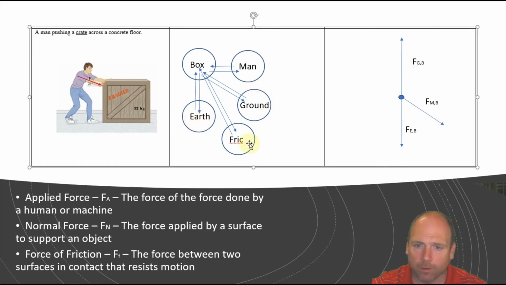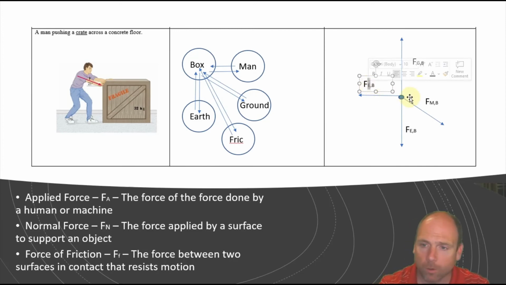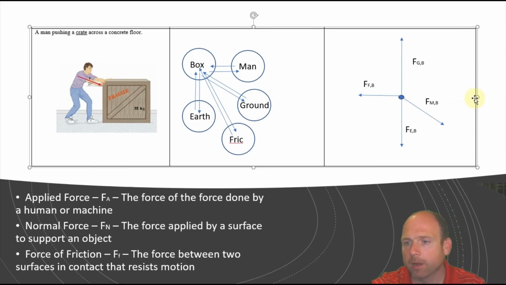So we've done the earth, the man, the ground, so we just need friction. So we need one more force. Remember, identifying the objects is the easiest way because now I need one more force. So then I have friction. So is friction pushing it forwards with motion or against motion? Friction actually resists motion. It pushes back against the motion and makes it harder. You have to overcome that friction to make it move or keep it moving if there is friction. And so we'll call that force of friction on box. And so now I've labeled my force diagram.